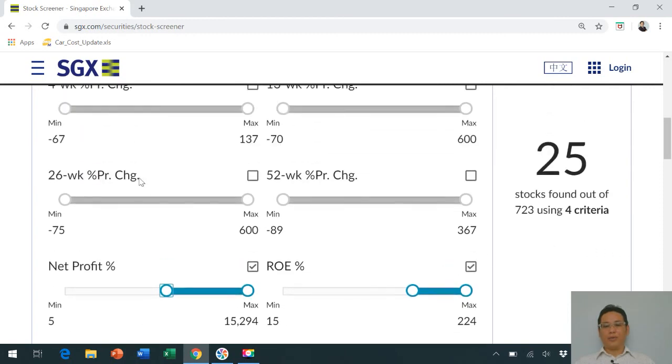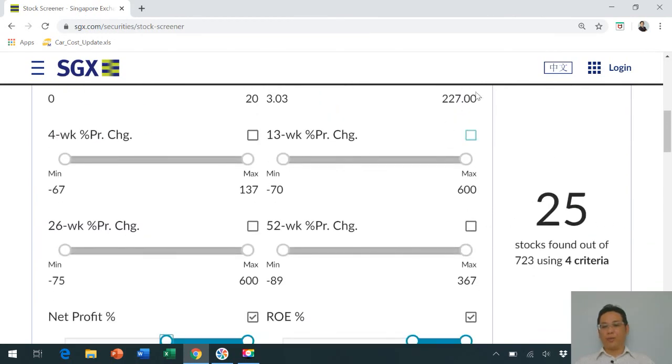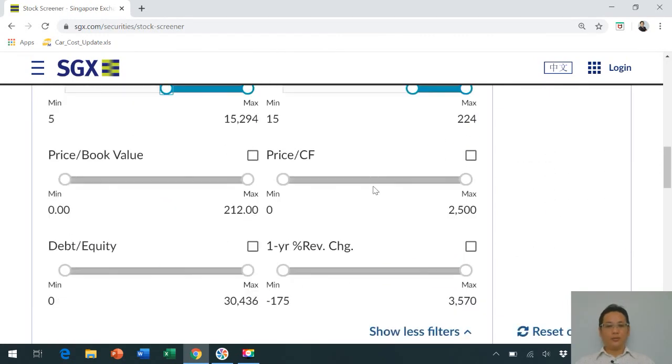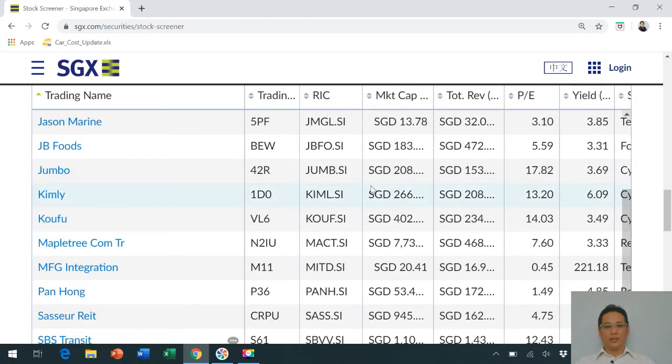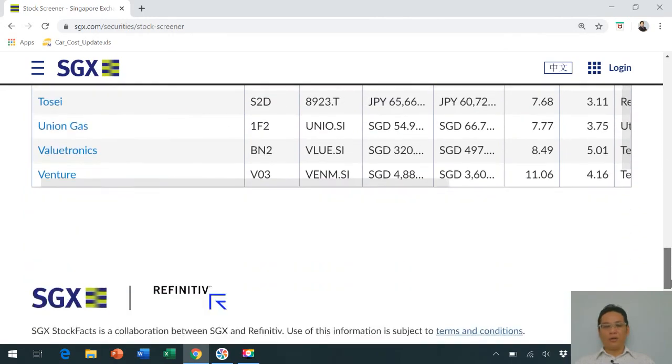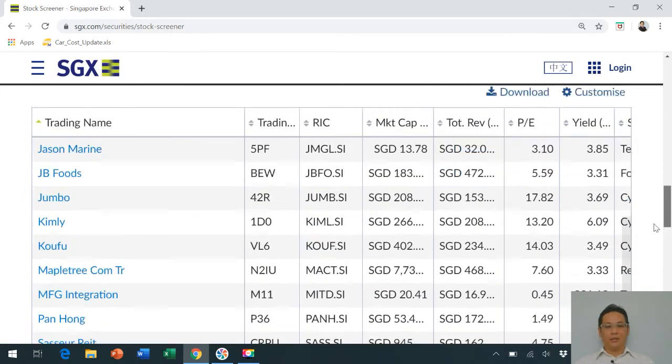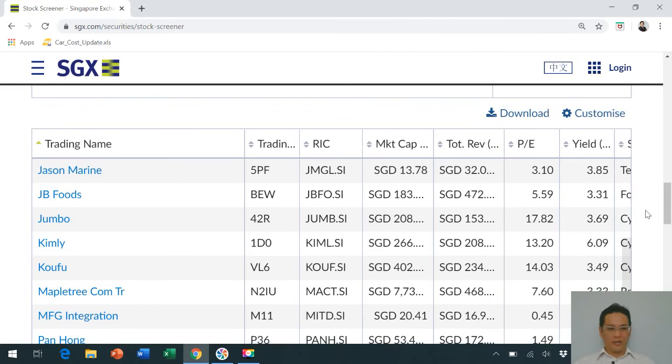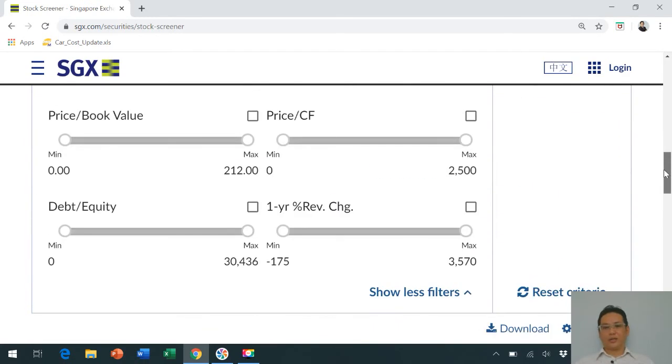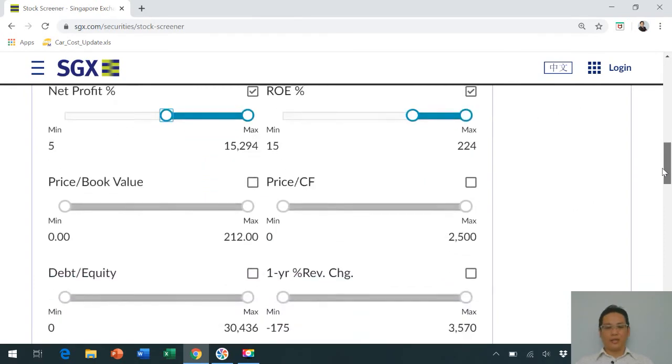So you can see after putting through all these filters, I only have 25 companies that meet my criteria, and these 25 companies are all listed here. So please don't get me wrong, it doesn't mean that these are the best companies or the companies that have the highest chance of price increase. What it does is just filter out stocks that pass the criteria.